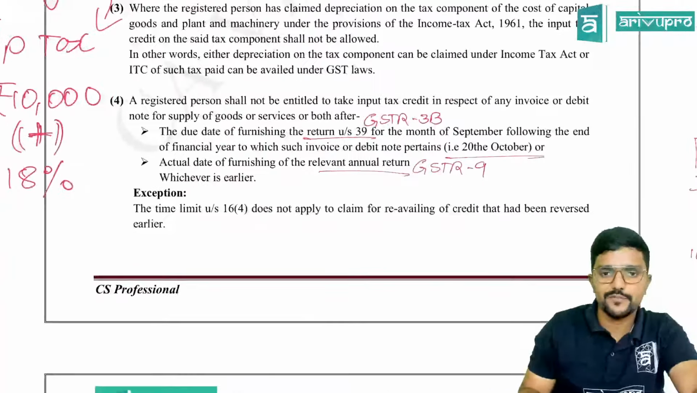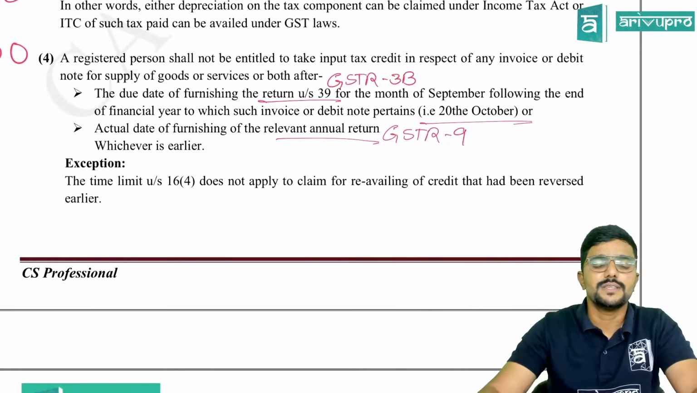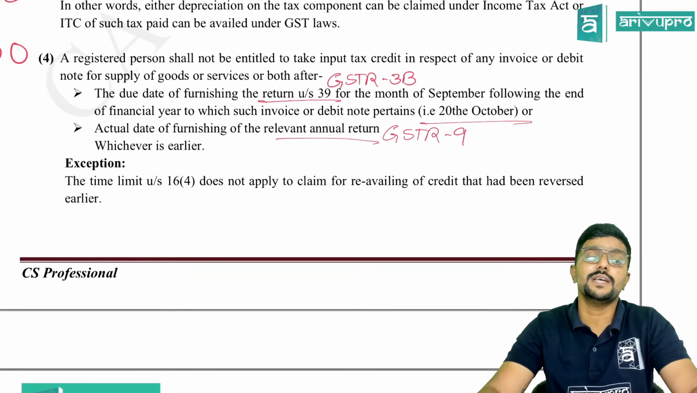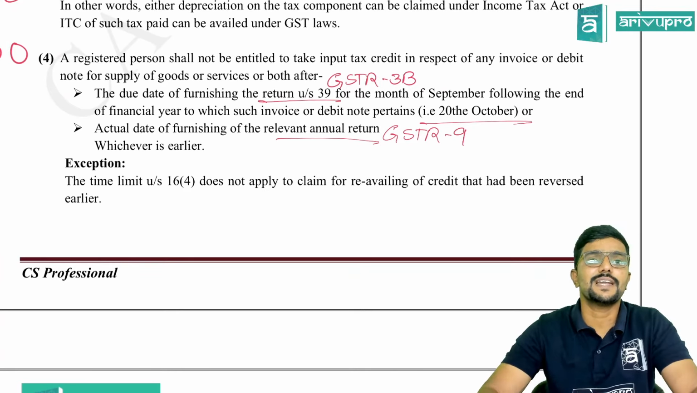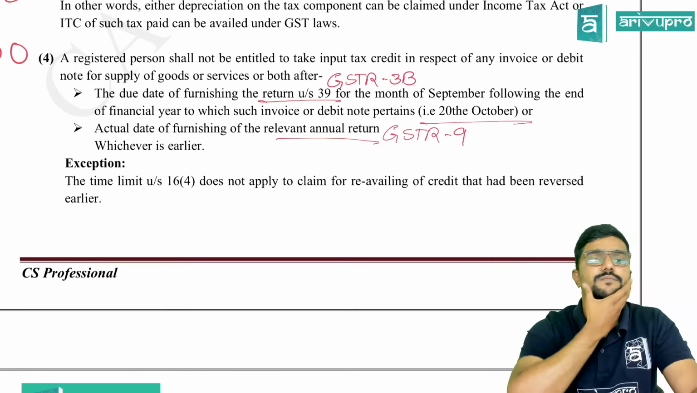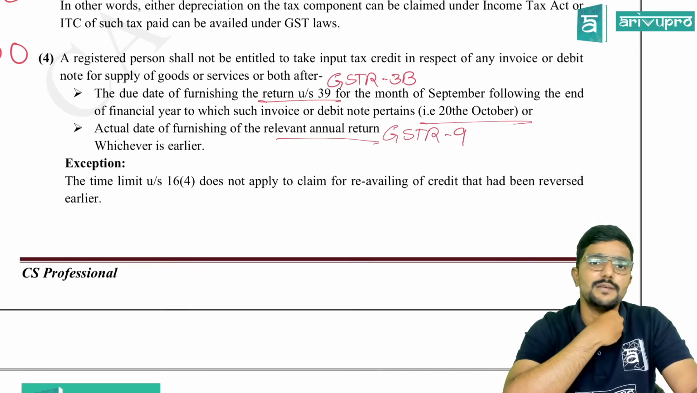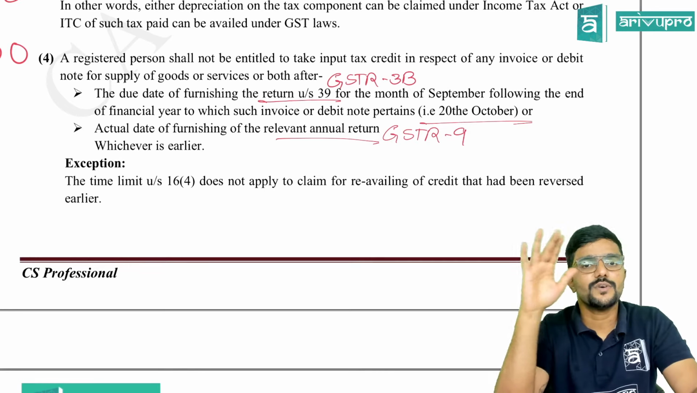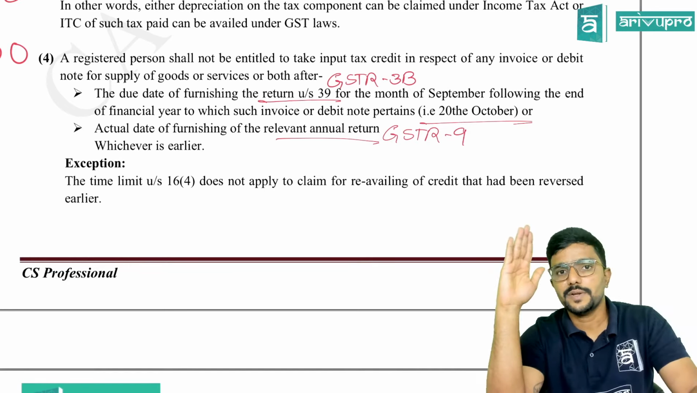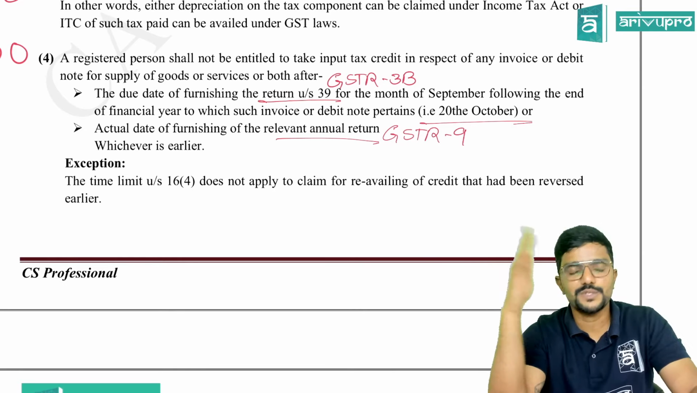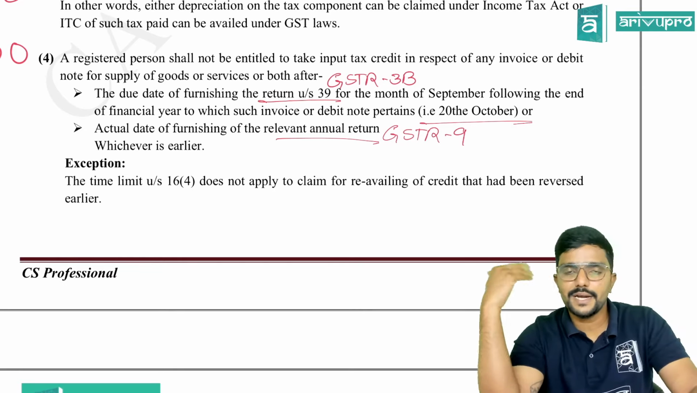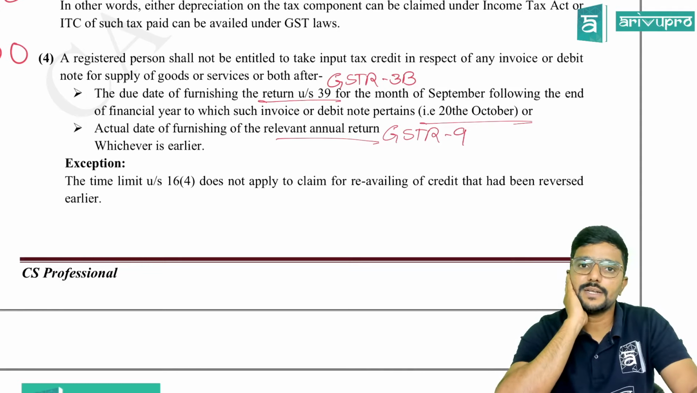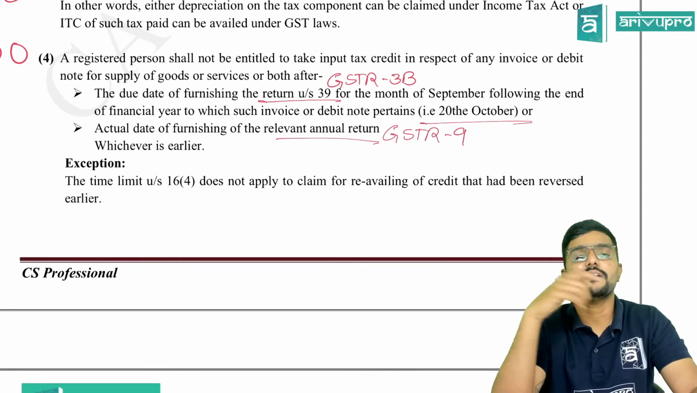We will do it. But before that, one exception is there. The time limit under section 16(4) does not apply to a claim for reavailing of the credit that has been reversed earlier. We saw one proviso. Sir, the recipient has already claimed the credit, but he didn't make the payment within 180 days. So on the 181st day, whatever credit he has already claimed is added back to his output tax. He paid that amount including interest. Can he claim the credit of that? Yes, it is called reclaiming of credit.